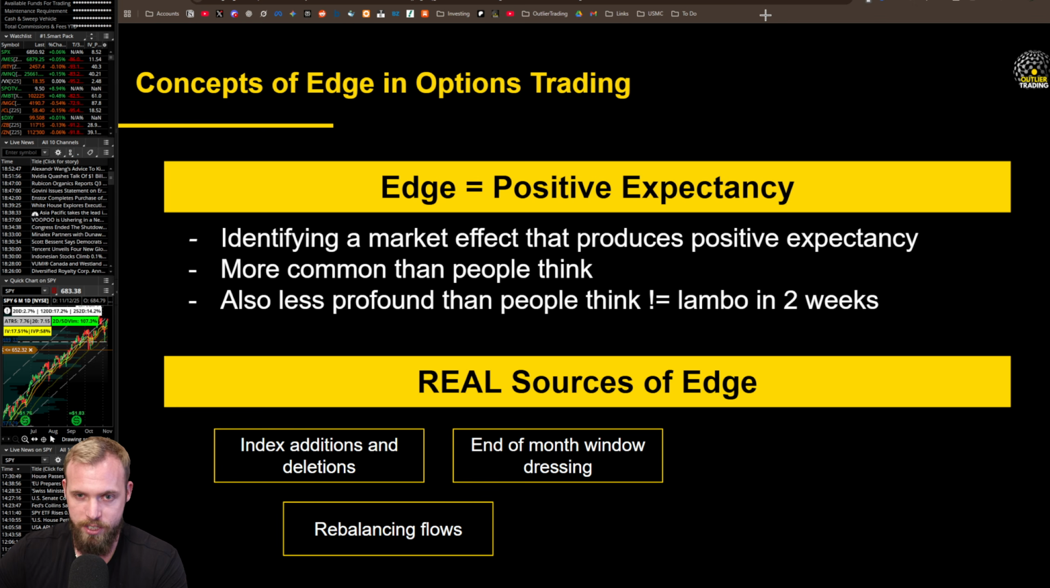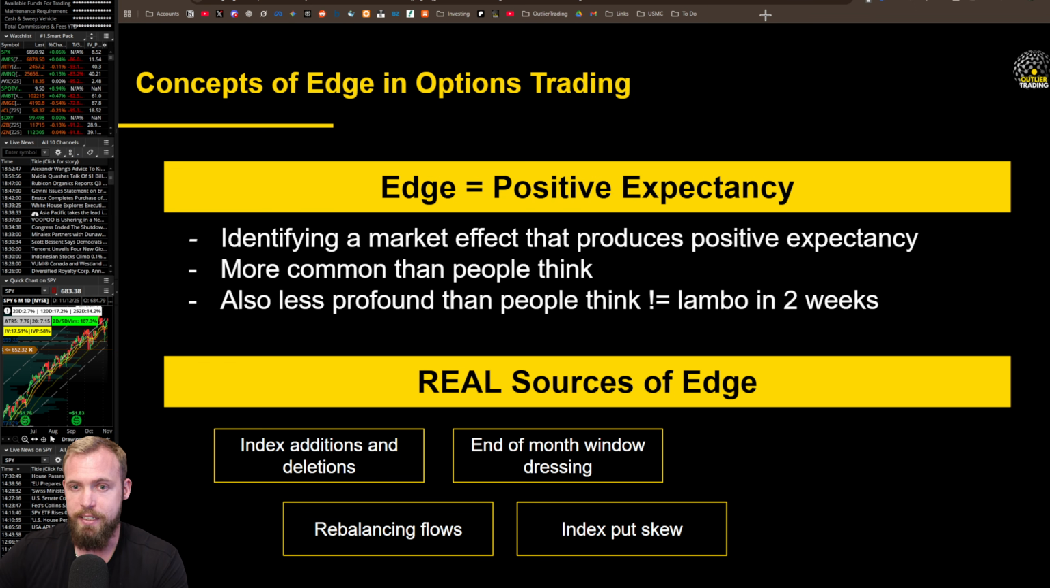That causes a really easily tradable phenomenon: typically towards the end of the month, the S&P 500, for example, drifts up. Not every single month. It's not always going to be the case. But again, positive expectancy over the long run. That's another effect that you literally can execute on right now.